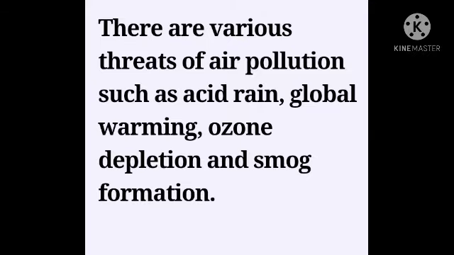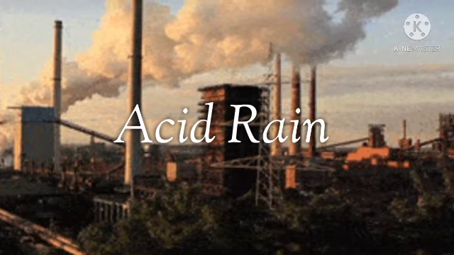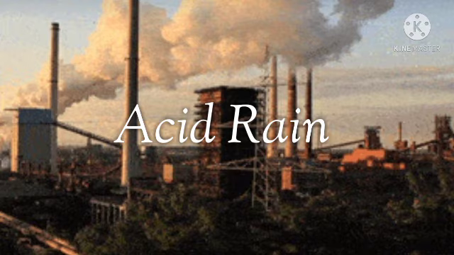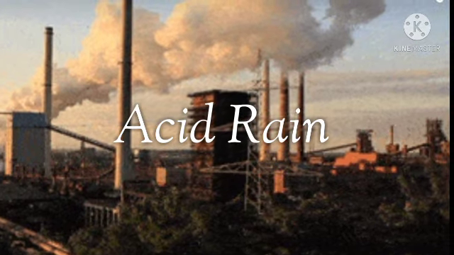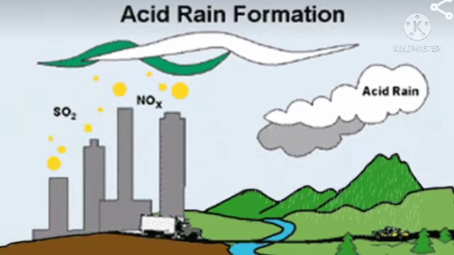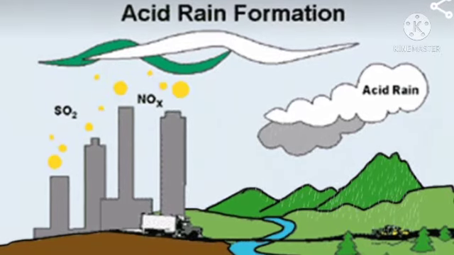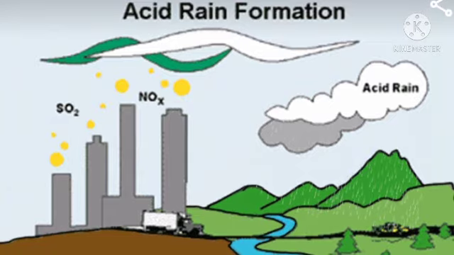There are various threats of air pollution such as acid rain, global warming, ozone depletion and smog formation. Let's see one by one. Number 1, acid rain. Pollutants like sulfur dioxide and nitrogen oxide enter air from coal-fired power station, road vehicles and others. Sulfur dioxide and nitrogen oxide combine with the air humidity to form sulfuric acid and nitric acid.